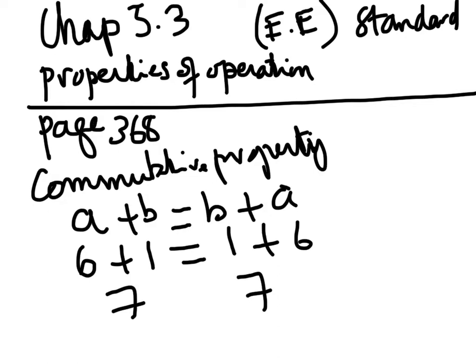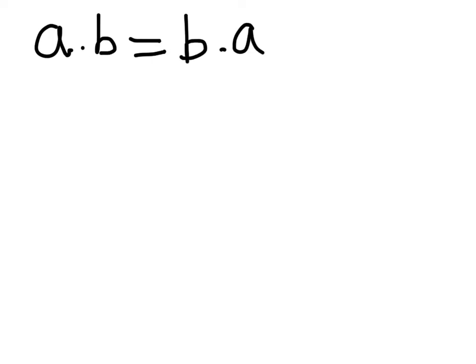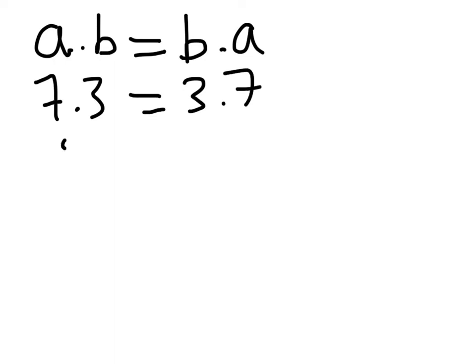Now, this is the addition. Let's take a look at the multiplication part. If you have A times B, the commutative property tells us this is also equal to B times A. Now let's put it to the test. 7 times 3, does it equal 3 times 7? 7 times 3 is 21, and 3 times 7 also is 21. And 21 is equal to 21, so that means it works.